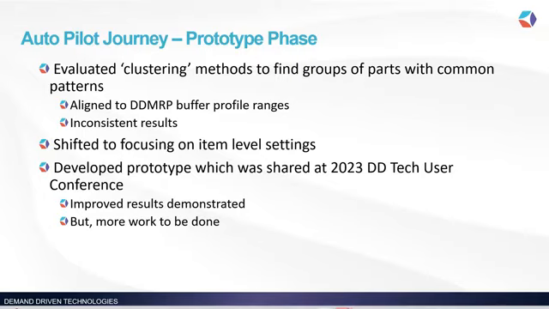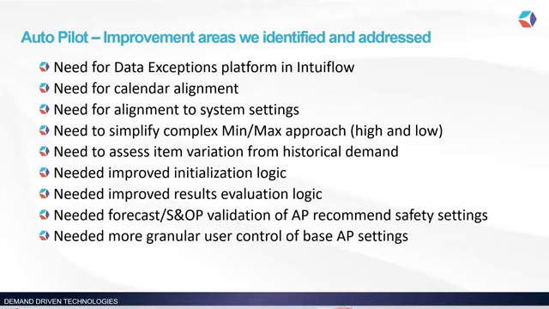So we've started to shift more towards item level settings. And we had a prototype that we shared at our 23 user conference that was showing improving results, but still a lot of work to be done. And what we had learned by that point was that there was a lot more to this story. To really gain confidence in the recommendations of the solution, we need to make sure that we've got true fidelity, or integration, with all the master settings and the like.